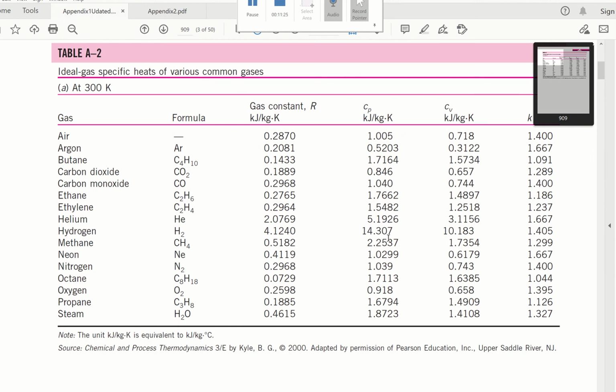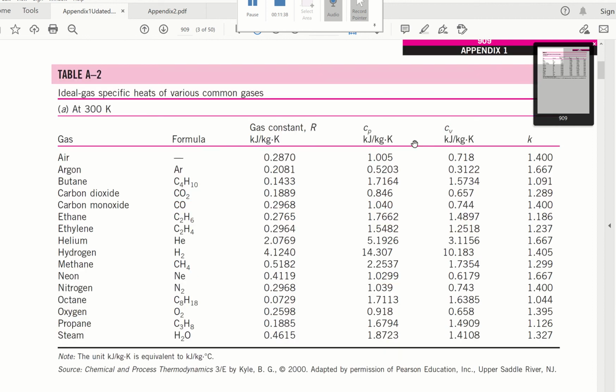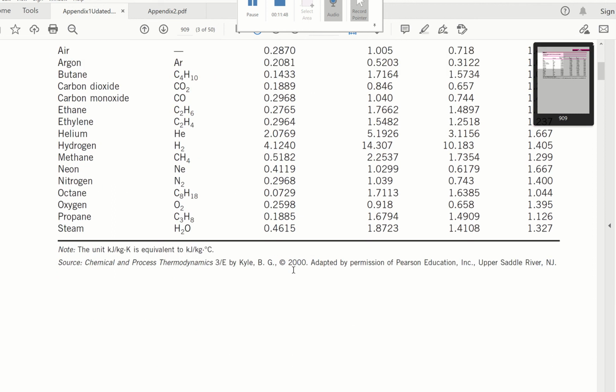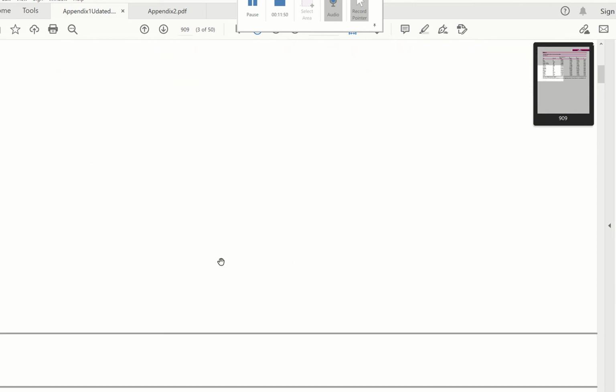Table A2 has 3 different mini tables. The first one is at 300 Kelvin. 300 Kelvin is about 27 degrees Celsius, about room temperature. And they give us the CP, CV, and the specific heat ratio k, right? And sometimes you can use 300 Kelvin to approximate. We can do that for this problem too.